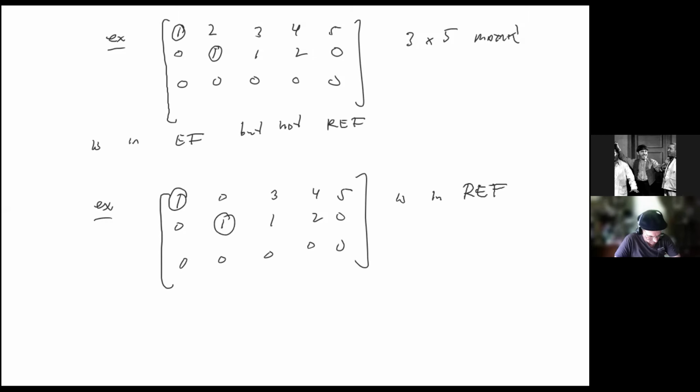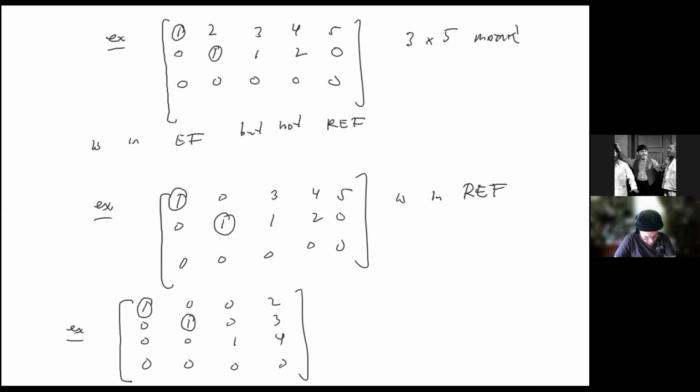Here's another example of reduced echelon form. Suppose I take 1, 0, 0, 2, 0, 1, 0, 3, 0, 0, 1, 4, and then 0, 0, 0, 0. So the 3 pivot locations I'm circling, and above and below the pivots, I have 0 entries. If I scan along the matrix from left to right, the pivots are moving down and to the right. So that's in reduced echelon form.